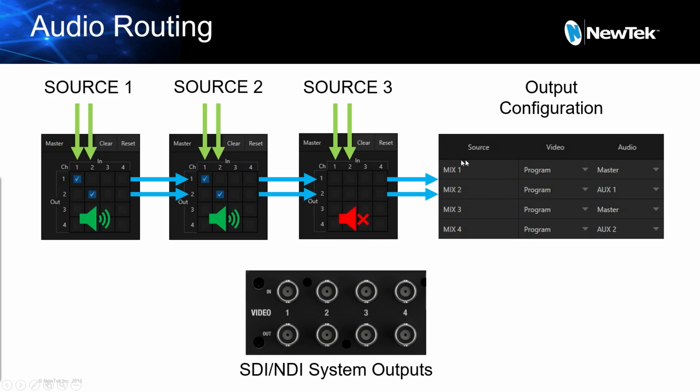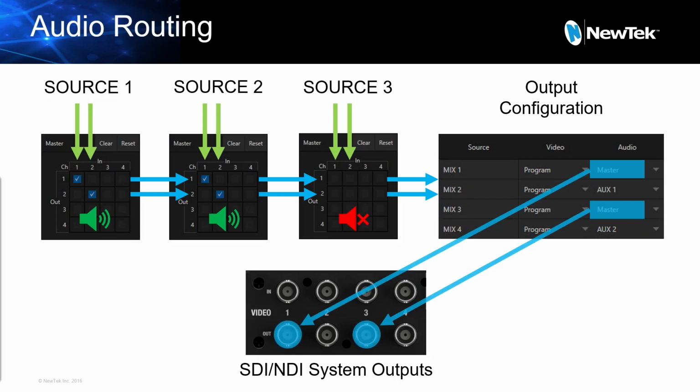Now, all of this ends up in our output configuration window. And in here, we can choose which mixes we want to assign to which outputs. So on a TriCaster 410 Plus or TC1 type system, we have 4 mixes available. And I, in this case, have set mix 1 and mix 3 as the outputs to the master audio, which is the current mix that's being shown on the screen here. Mix 2 and mix 4 happen to be set to other audio mixes. What this means is on a TriCaster TC1 system, these SDI and NDI outputs will receive the audio mix we have selected.